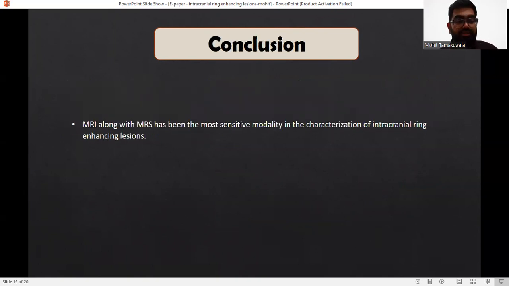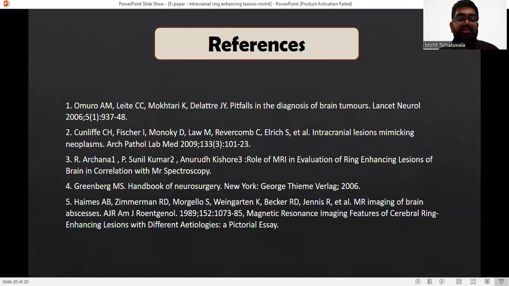To conclude, MRI along with MR spectroscopy has been the most sensitive modality in the characterization of intracranial ring enhancing lesions. These were the references used in this paper.